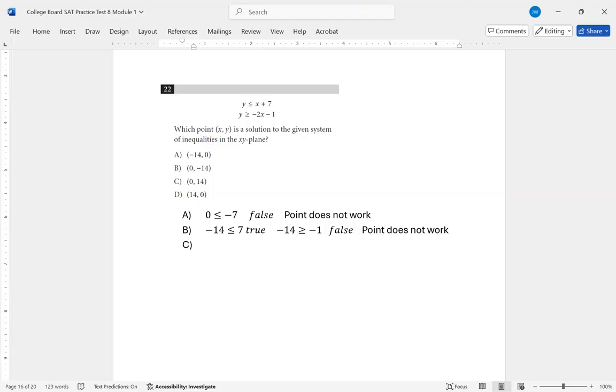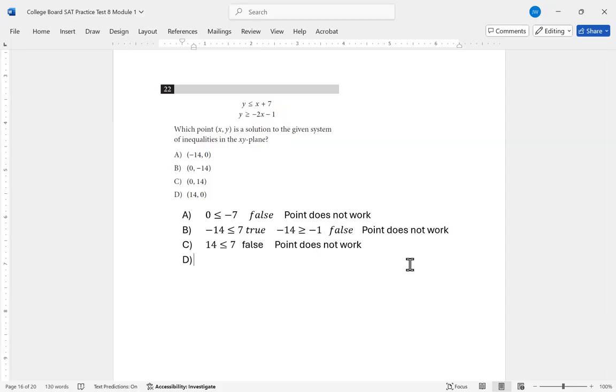Let's try (0, 14). Try that in the first inequality. We'll get 14 for the y value, less than or equal to, when I plug in 0 for the x, 0 plus 7, or just 7. 14 less than or equal to 7, that's false. So again, this point does not work either. If one of the inequalities is false, then I don't have to test the other.